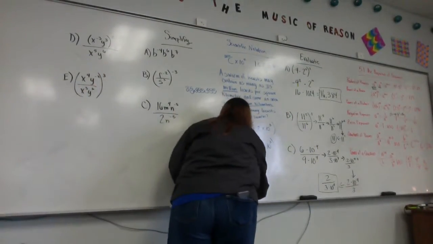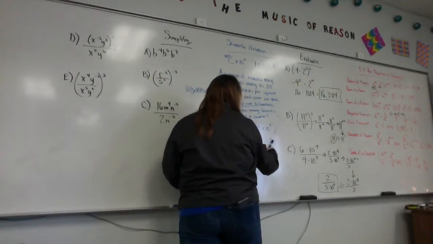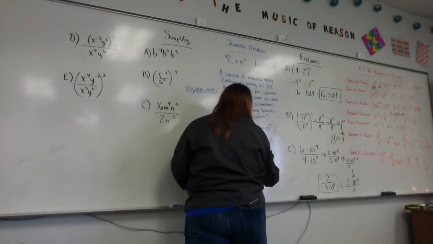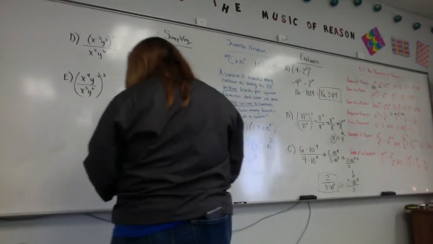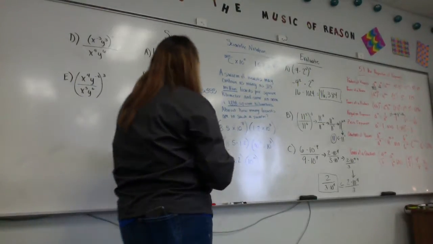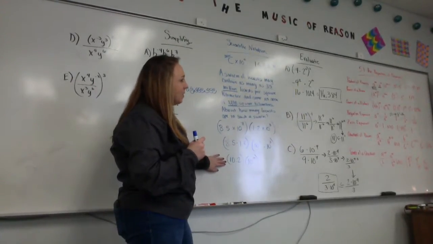10.2. Okay, so I get 10.2. And then this is 10 to the 7th times 10 to the 3rd. So what do I get? 10 to the 10th. Beautiful. Now, I have one problem because I'm not quite done with this. What's wrong with this right here? That's technically bigger than 10.